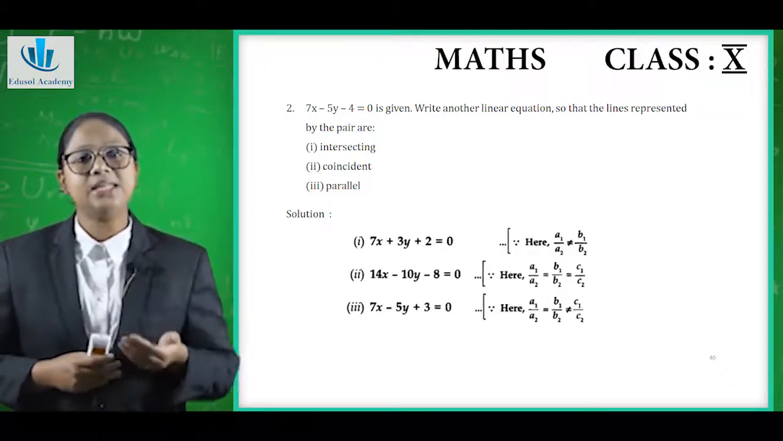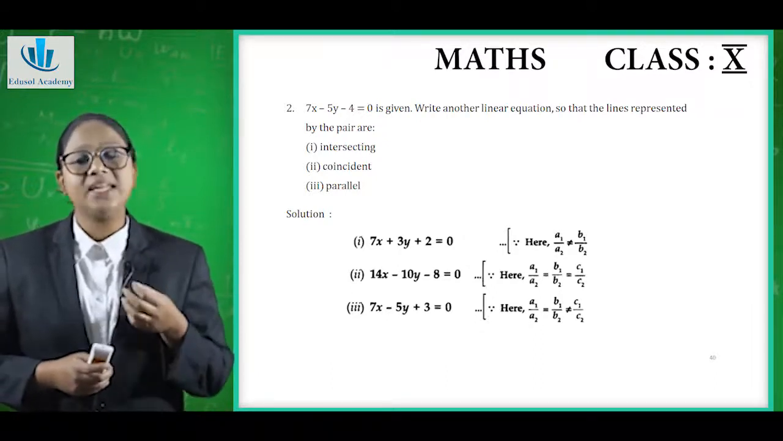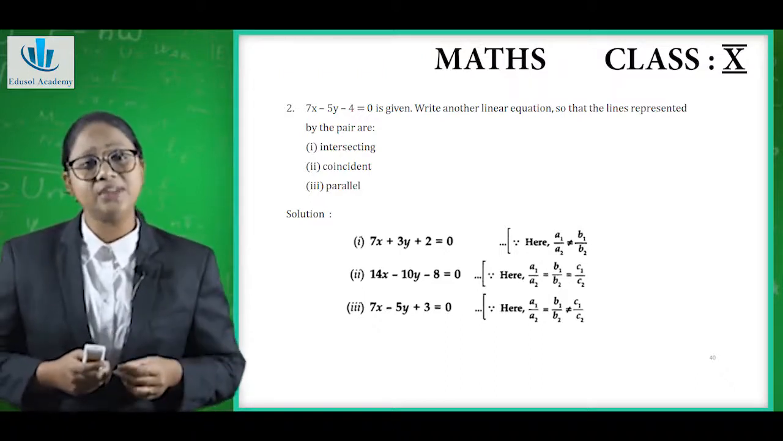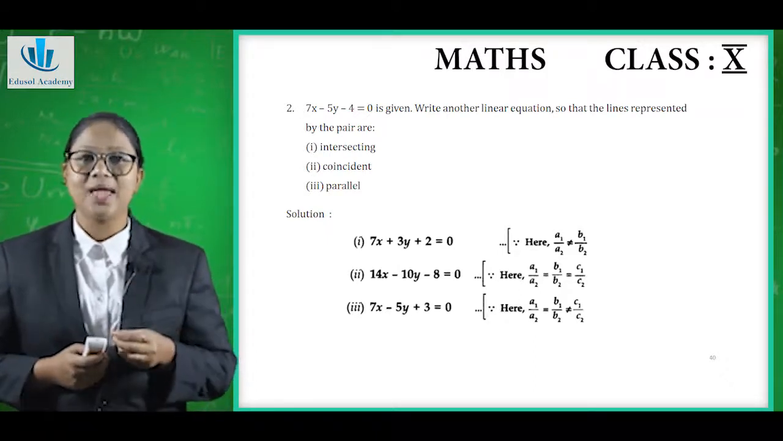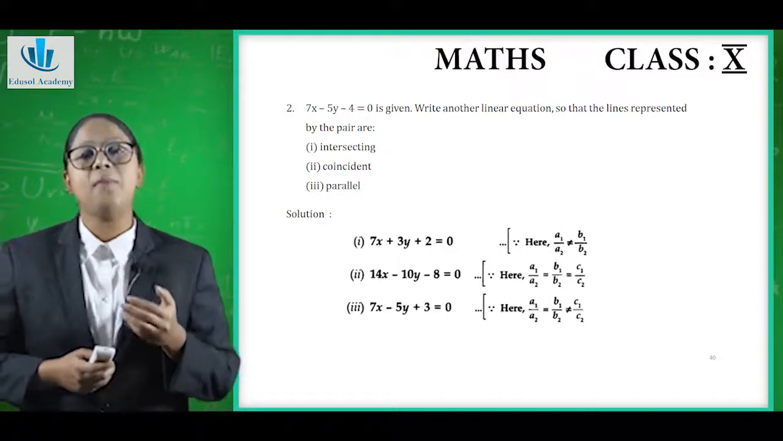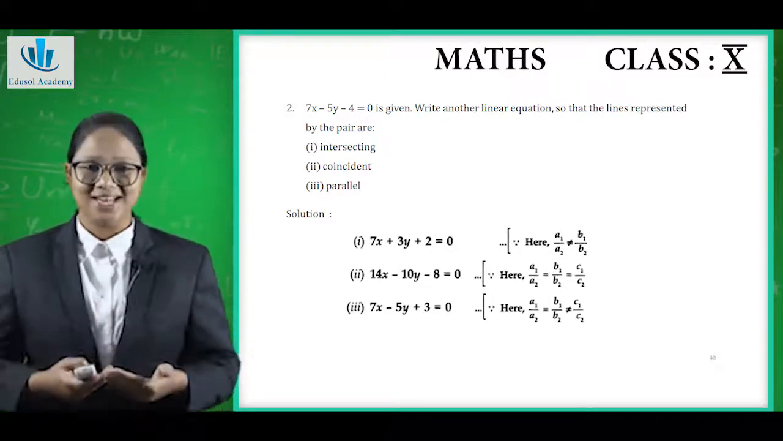And you can see the answer written here is 14x minus 10y minus 8 is equal to 0. When we take the ratio, that would be 7 by 14, that is 1 by 2. Minus 5 by minus 10, 1 by 2. And minus 4 by minus 8 is again 1 by 2. So it satisfies the condition.